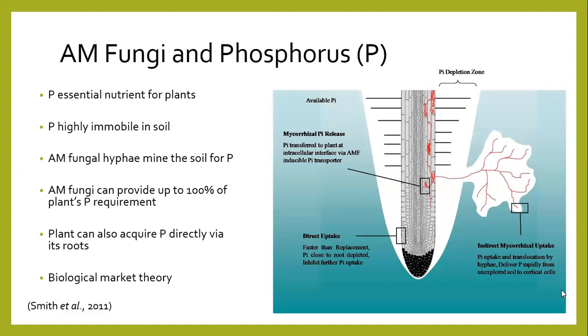So phosphorus is an essential nutrient for plants, but it's also highly immobile in the soil, which often makes it limiting for plant growth. So that's one reason that AM fungi are so important for plants. They can extend out from the roots, you can see in this image here, and mine the soil for phosphorus that the plant is unable to access, either because it's outside of the root's phosphorus depletion zone or because they're getting into smaller soil pores than the root could. So AM fungi can provide up to 100% of a plant's phosphorus requirements, but plants can also acquire phosphorus directly from the roots. So there are cases where AM fungi might be less important.